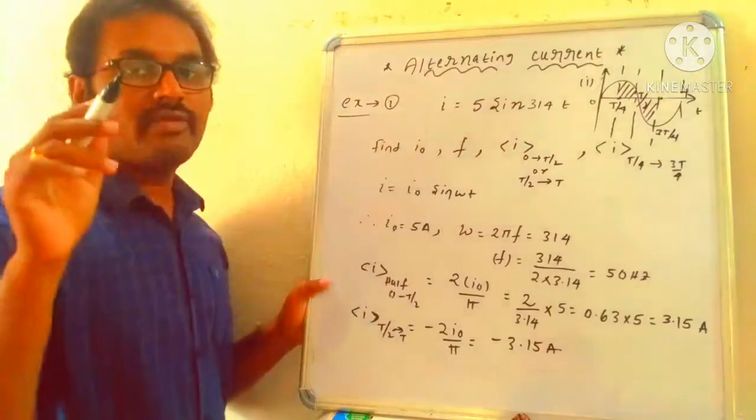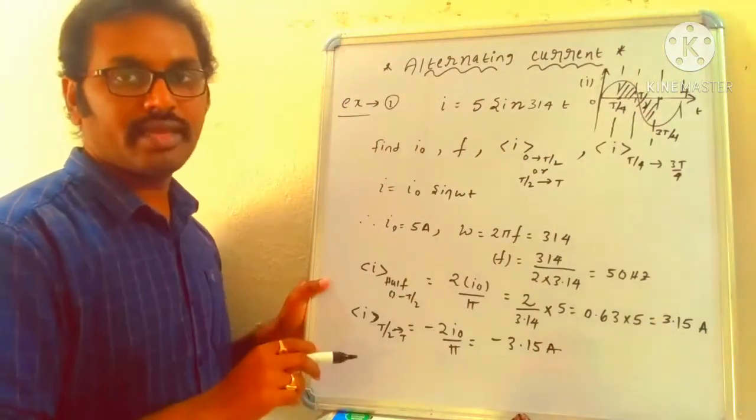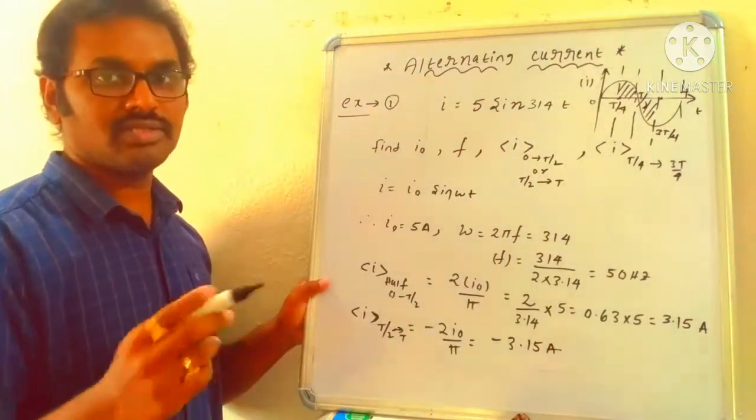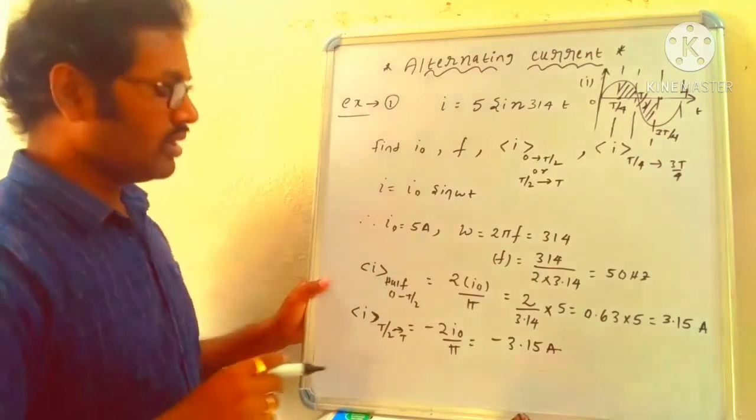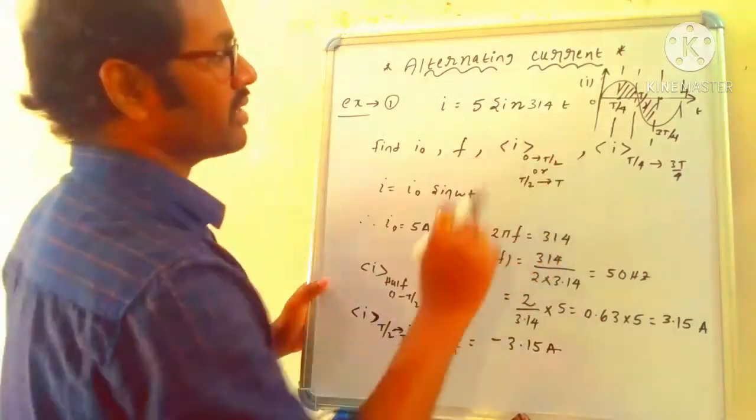How much the value you will get for the positive half cycle? The same value you will get. Only the thing is that the current direction is reversed. With that, you will get the negative sign. And the last one is average current.